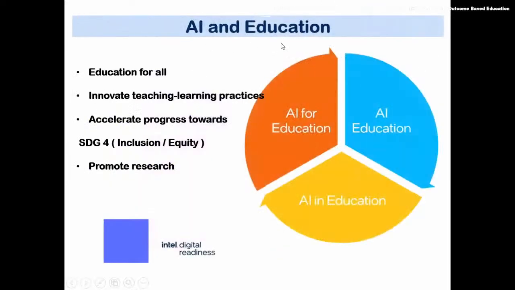So if you talk about AI and education, why is AI required to be brought into education? Because it will serve the purpose of education for all, the premise of having education extended to all, and innovate teaching-learning practices, accelerate progress towards SDG 4, which talks about inclusion and equity, as well as promote research. The three areas of AI and education are AI education, AI in education, and AI for education.